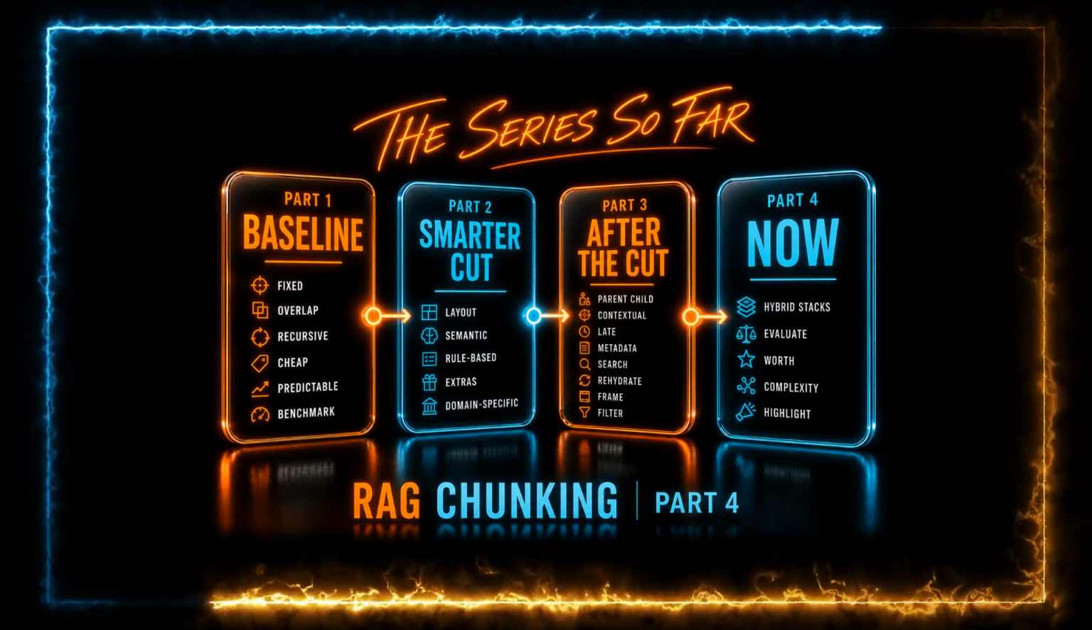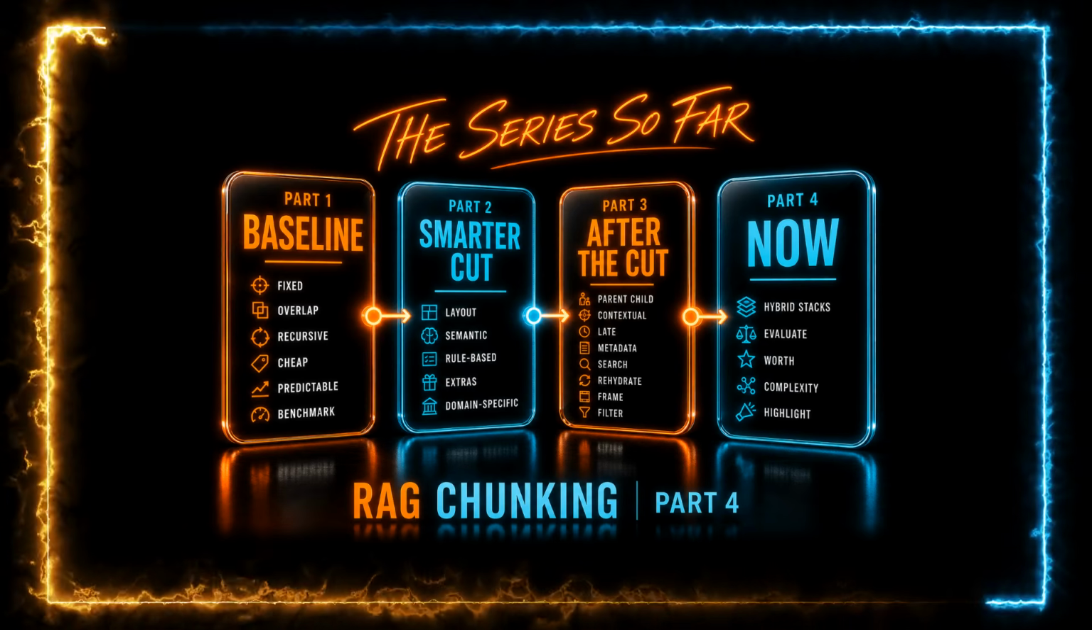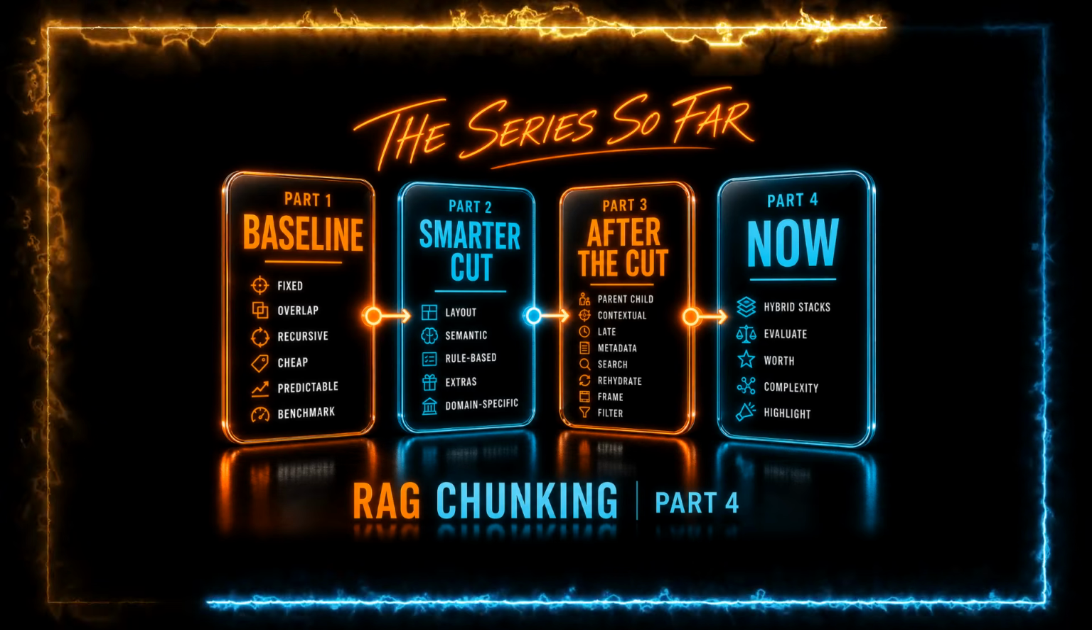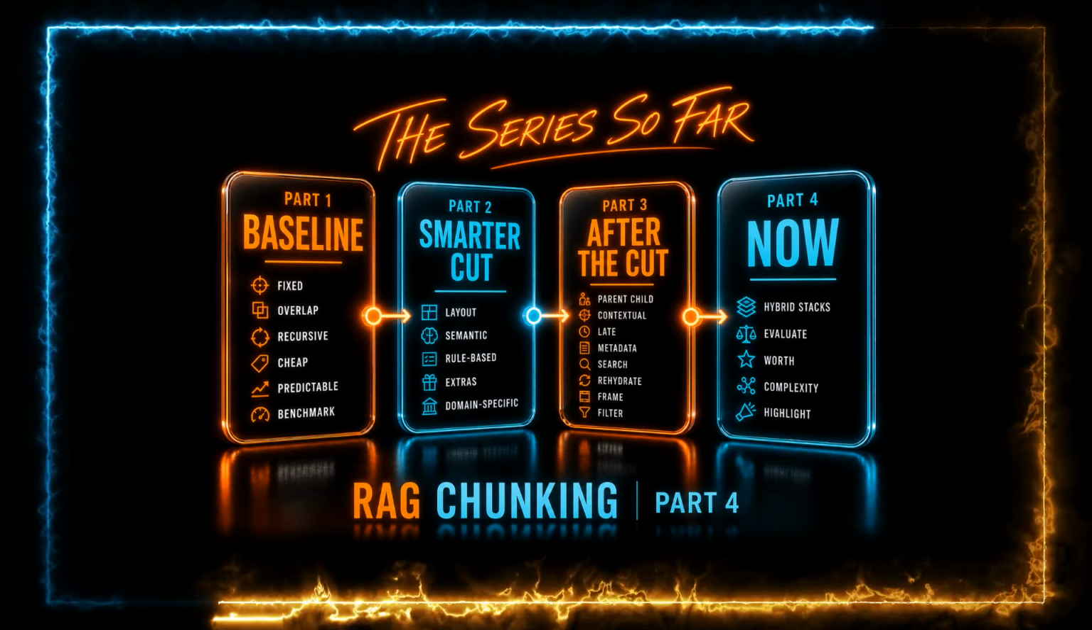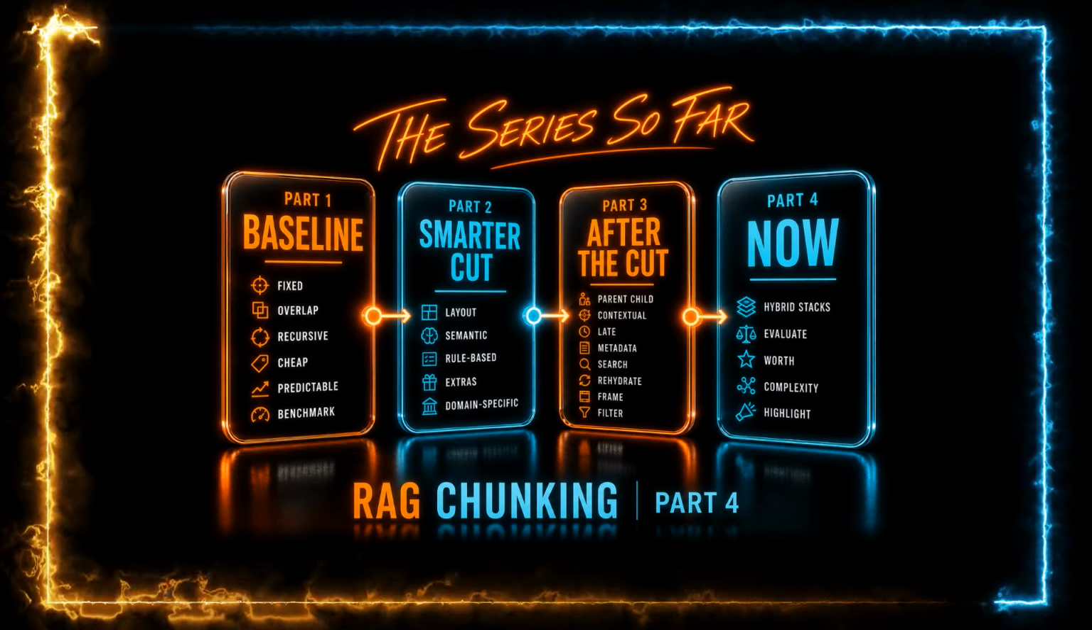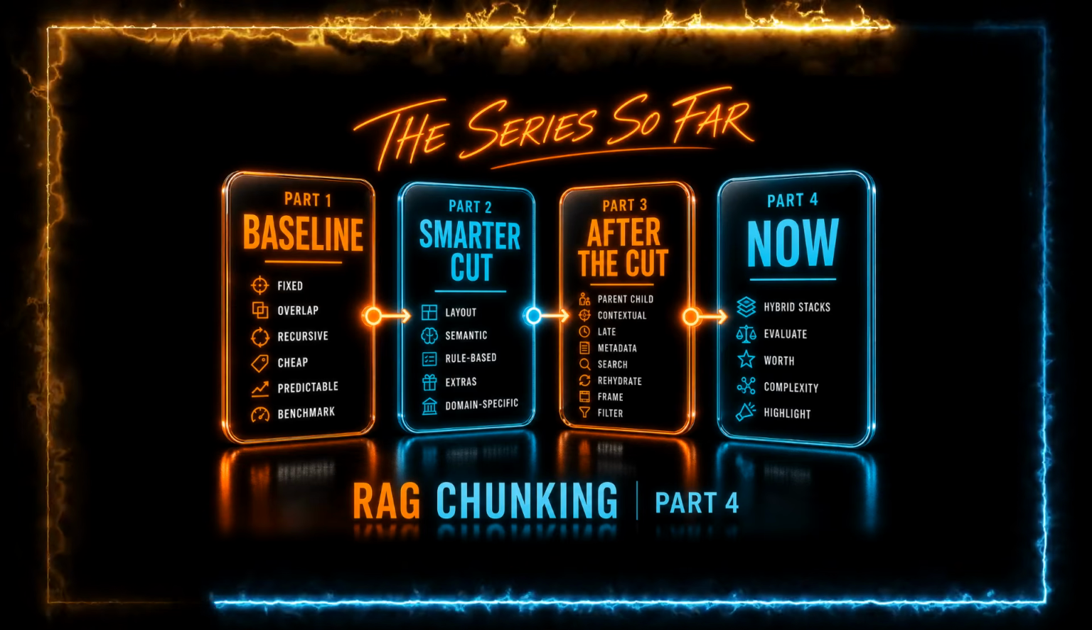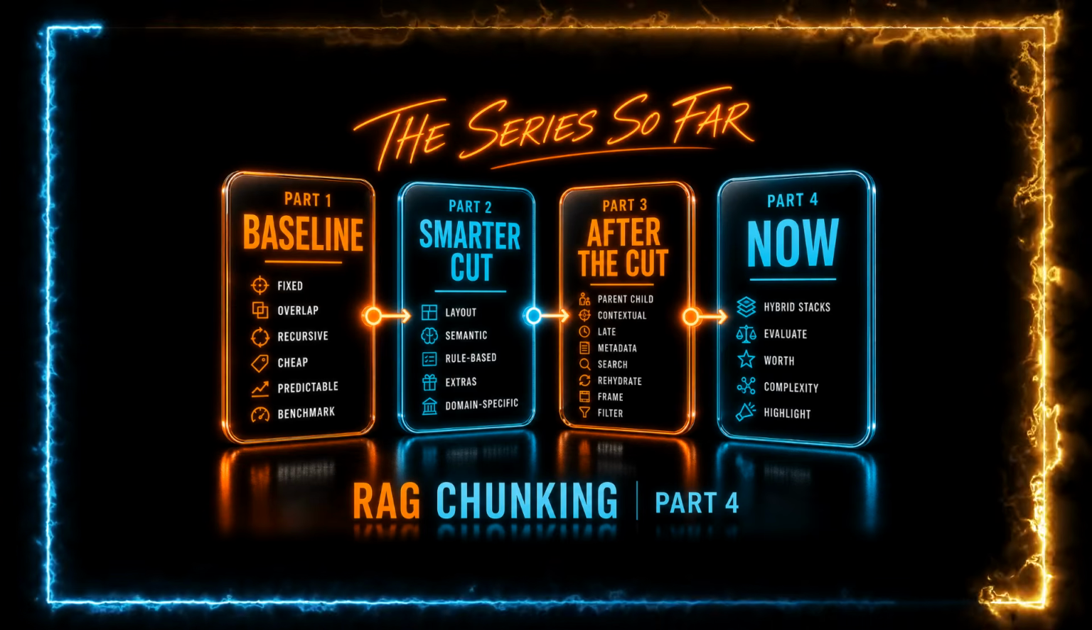Part 3 was what happens after the cut: parent/child hierarchies, contextual retrieval, late chunking, and metadata per chunk. Search the small piece, rehydrate the parent, frame what you embed, filter on scope at query time.